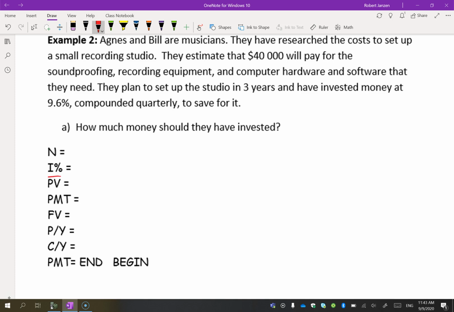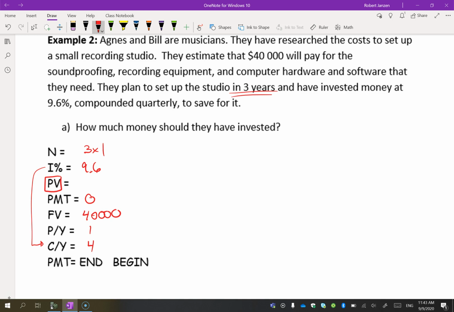So we're going to be looking for how much do we start with? Well, we want to end up with $40,000. What else do we know? We know that the interest rate is 9.6, and we're supposed to do this in 3 years. And we're not making any payments, so it's just one payment per year. But it says that the interest rate is compounded quarterly, 4 times a year.